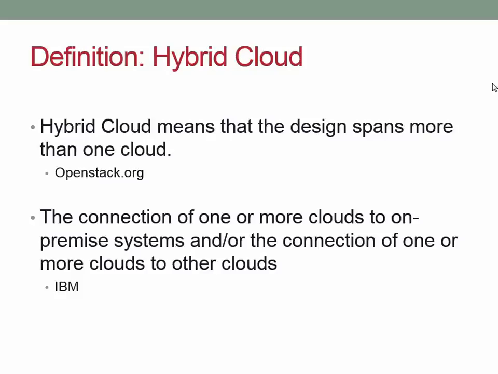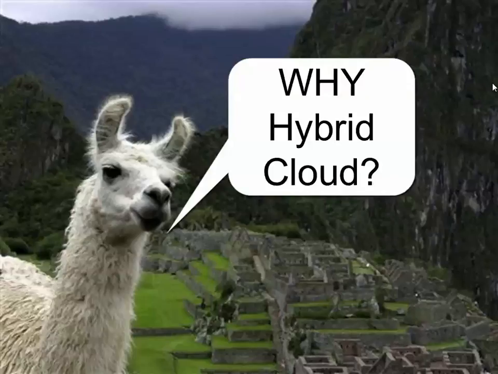So let's also go over a definition of hybrid cloud. Hybrid cloud means that the design spans more than one cloud. To be more specific, it is the connection of one or more clouds to on-premise systems and/or the connections of one or more clouds to other clouds. Why the heck would you use a hybrid cloud solution?